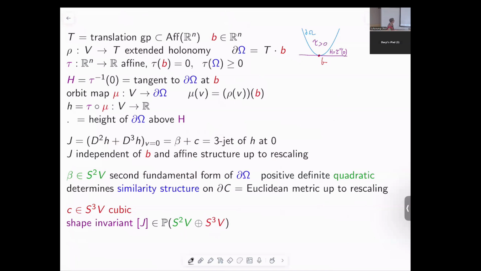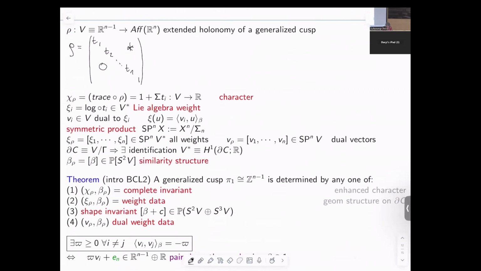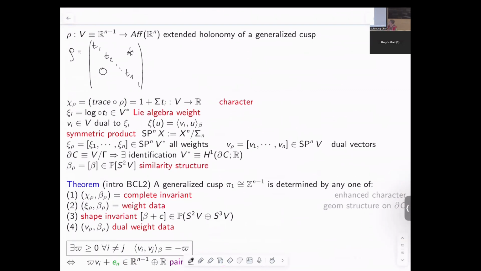And you get a cubic. And so this is something called the shape invariant. And so it's a quadratic polynomial and a cubic polynomial, and that uniquely determines the cusp, the generalized cusp. Okay. So this is data.